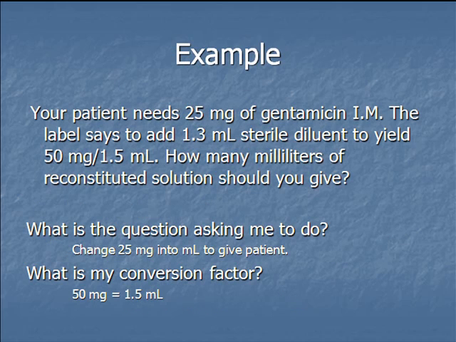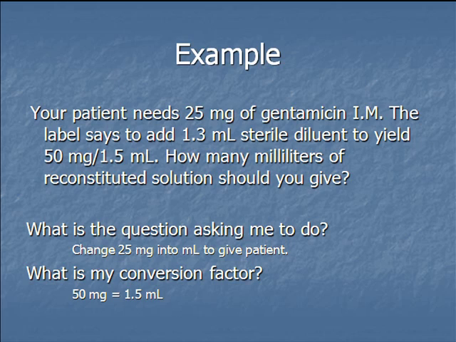For example, your patient needs 25 milligrams of gentamicin IM. The label says to add 1.3 milliliters of sterile diluent to yield 50 milligrams per 1.5 milliliter. How many milliliters of reconstituted solution do we need to give? Well, from the question we can tell we need to change 25 milligrams into a certain amount of milliliters in order to give it to our patient.